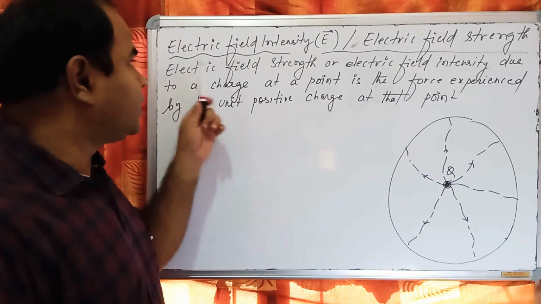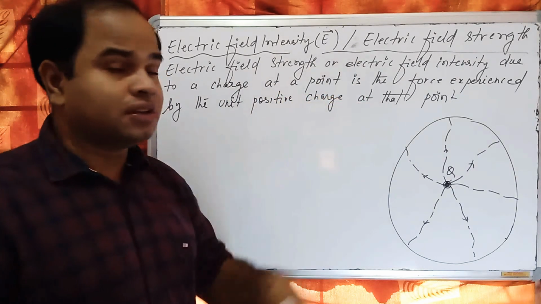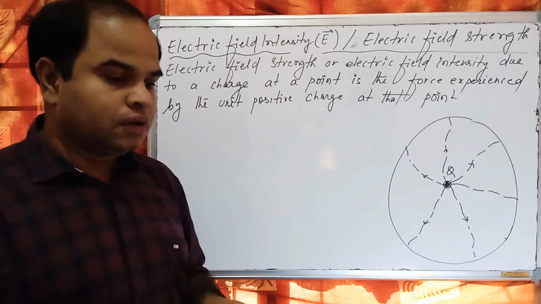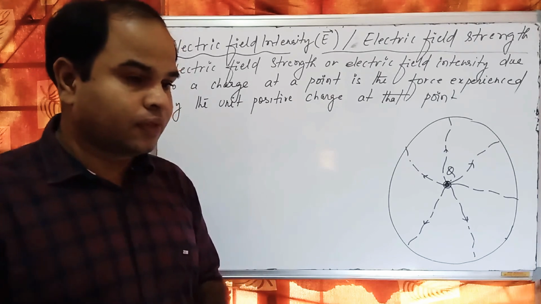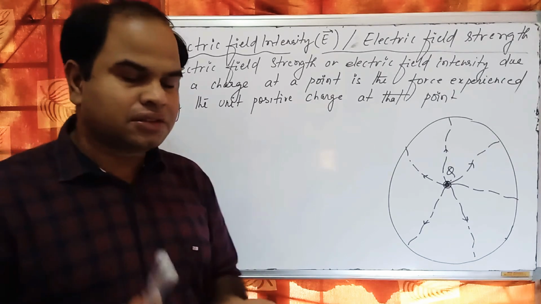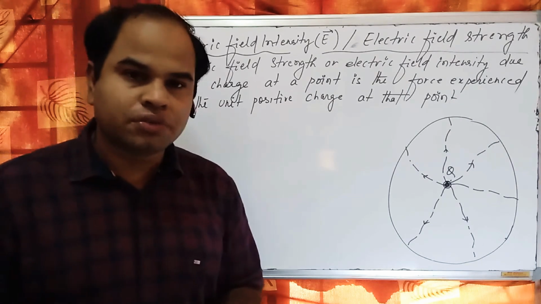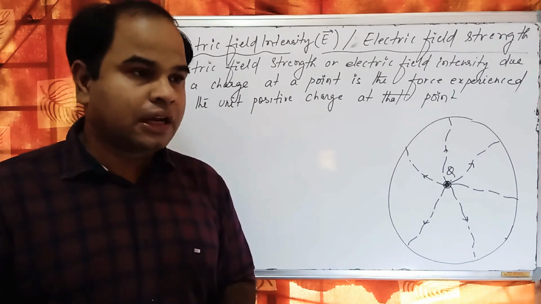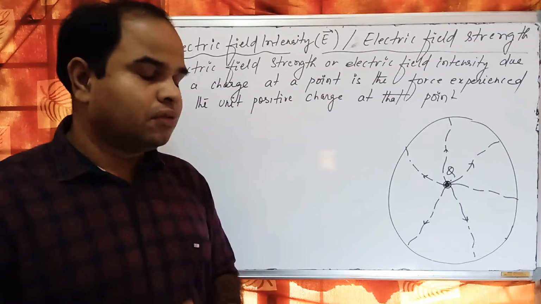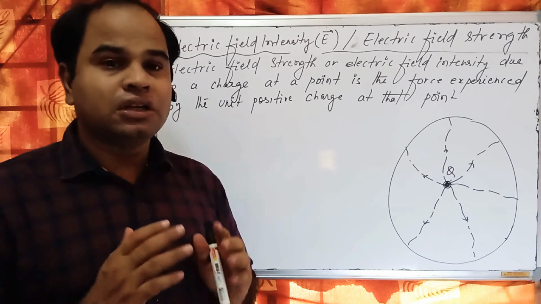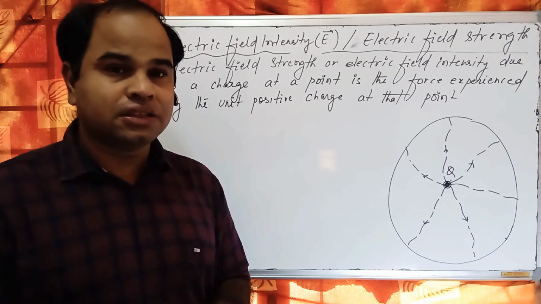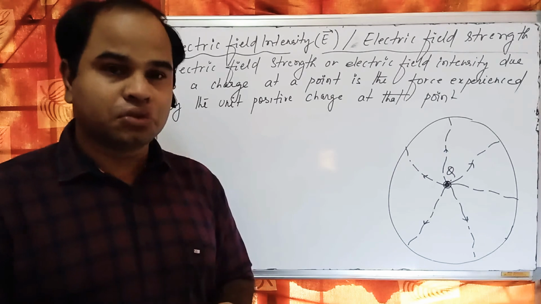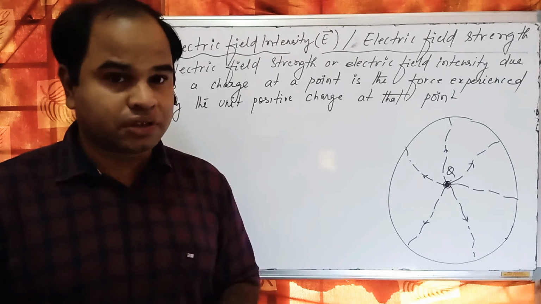Next is electric field intensity or electric field strength. It is represented by the letter E. To understand this concept, let us consider an example. Let us consider a torch. When we switch on the torch, the light rays will come out of the torch and move in the forward direction. When the light rays move in the forward direction, the intensity of light decreases with distance. The brightness of light keeps decreasing with distance.